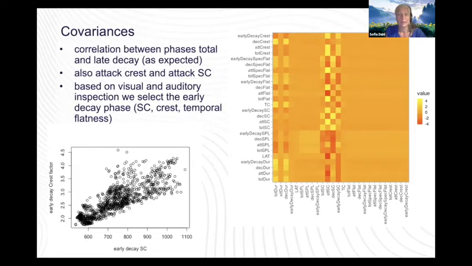And overall, from our inspection, both the visual inspection of the waveform and listening, we decided that we were more interested in this early decay part, so after the immediate attack but before the temporal centroid. And you can see here 2 of these descriptors, and there is some correlation between them. The spectral centroid and the crest factor and the temporal flatness. These are the ones that we decided to focus on for a model.